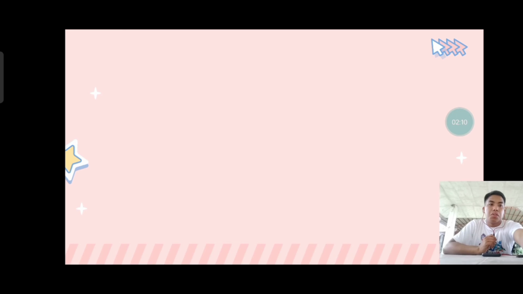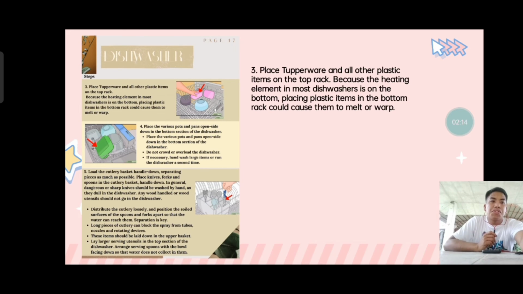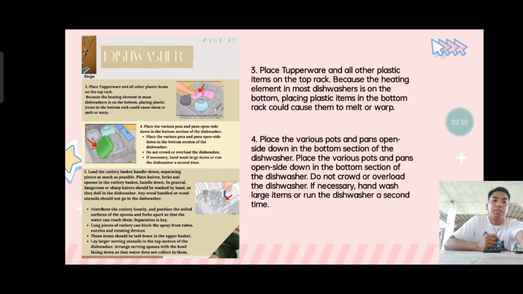So the third step is to place Tupperware and all other plastic items on the top rack, because the heating element in most dishwashers is on the bottom. Placing plastic items in the bottom rack could cause them to melt or warp, so we should place them above.